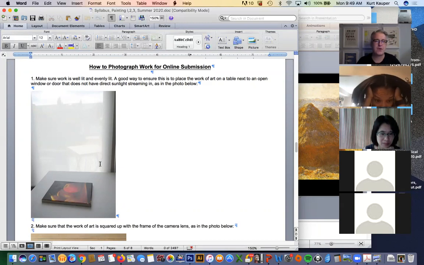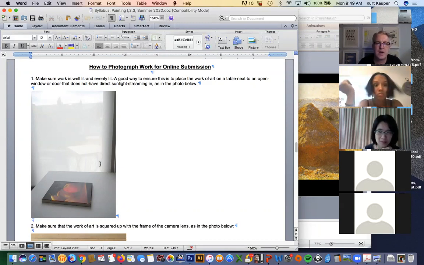But if you have another way of lighting the painting well, that's totally fine. This is a good way to do it, a good, easy way. Just lay it on a table next to a window, or for that matter, next to an open door. Like, for those of you who live in a house or have a door that leads out to a balcony, you open the door, put the painting on the floor next to the door, and that's going to provide very good lighting.